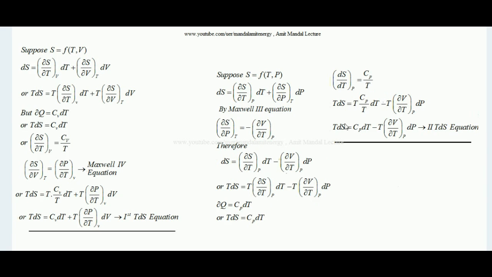Writing that Cp by T here, ultimately TdS equals T Cp by T dT minus T del v by del T at constant P dP. In place of del s by del T at constant P, I am writing Cp by T. Just by replacing the corresponding functions, I ultimately get this. Cancelling this T, ultimately I get TdS equals Cp dT minus T del v by del T at constant pressure P dP. This is called the second TdS equation. So this is how we can easily derive the first TdS equation and the second TdS equation. Thank you.